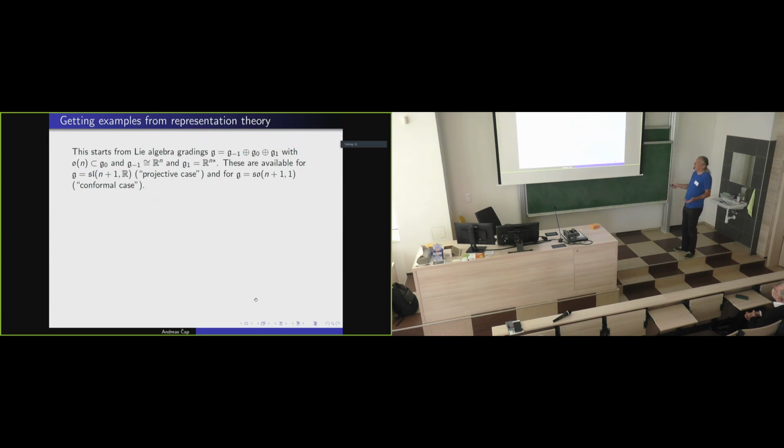And G minus 1 is Rn, and G1 is Rn star. This is automatic for these AHS gradings. And they are available in two important cases. You have a projective case where G is SLN plus 1, and you have a conformal case in which G is SON plus 1, 1.